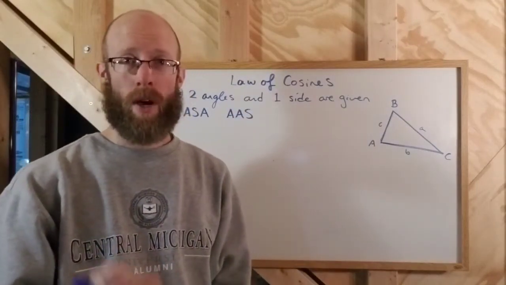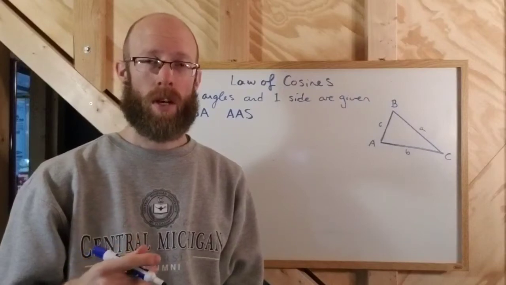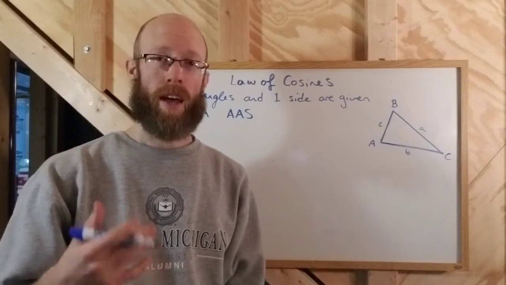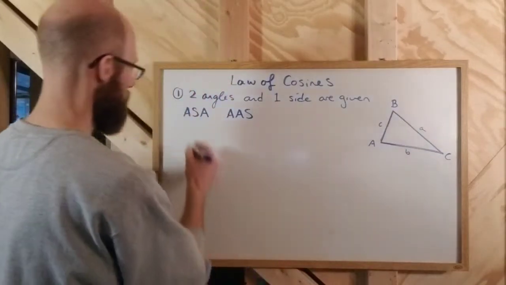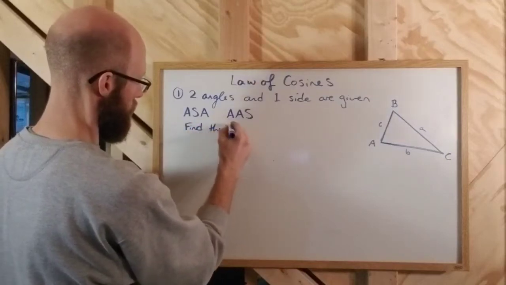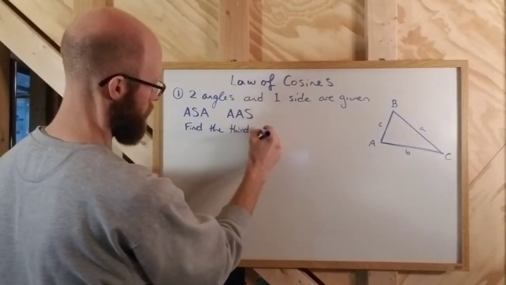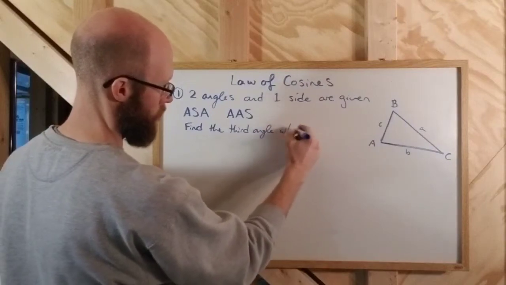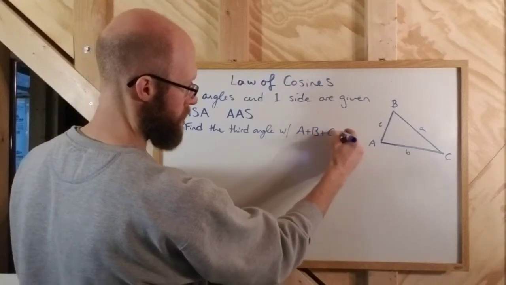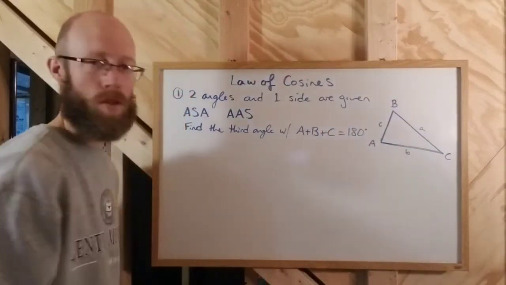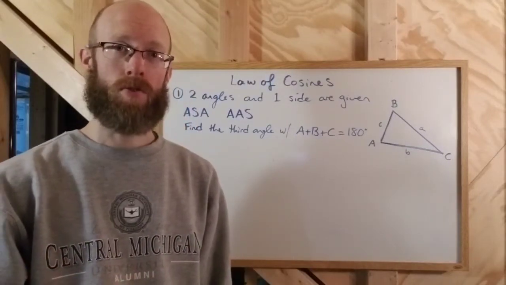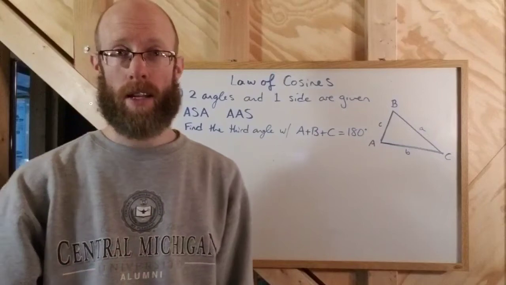Now in either case, if you have two angles, then you can immediately solve for the third, no matter what, using the angle sum formula. So you can find the third angle with A plus B plus C equals 180. You can use that formula to find the third angle right away. And then after you've done that, you still have two more sides to find.